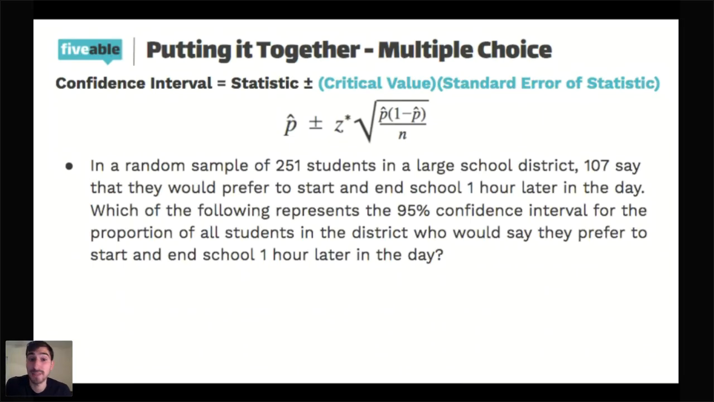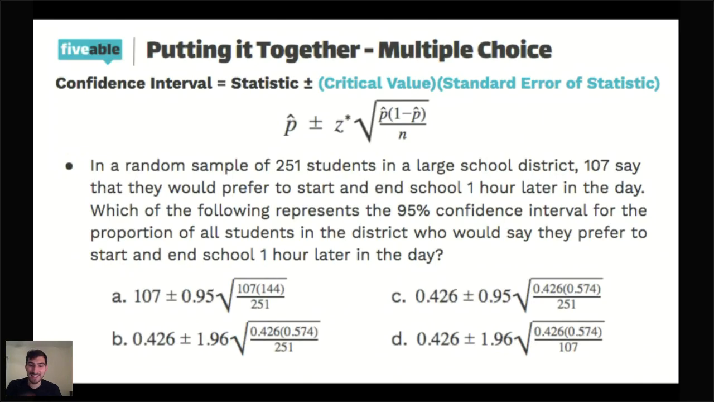So like in this scenario, in a random sample of 251 students in a large school district, 107 say that they would prefer to start and end the school day 1 hour later in the day. I'd vote for that too. Which of the following represents a 95% confidence interval for the proportion of all students in the district who would say they prefer to start and end school 1 hour later in the day? And then they give you a bunch of answers like this.